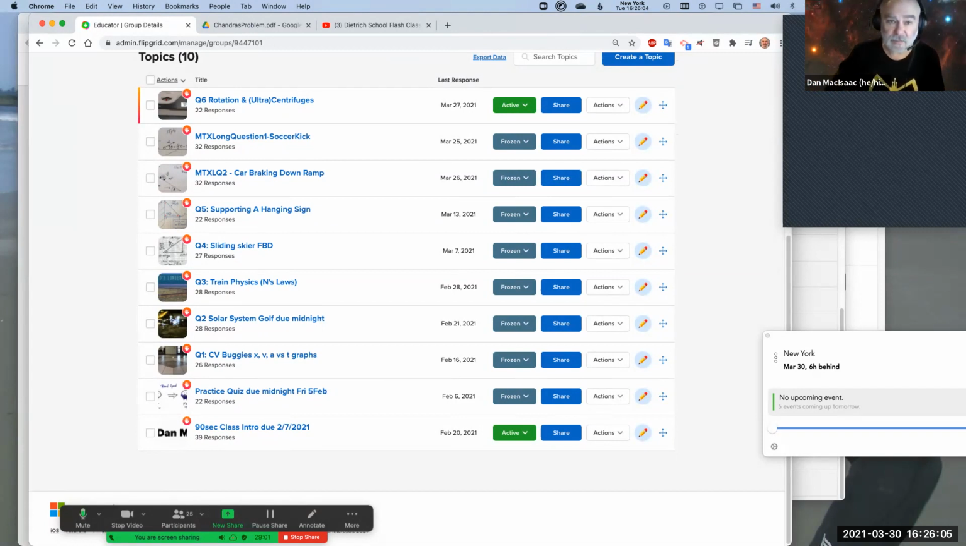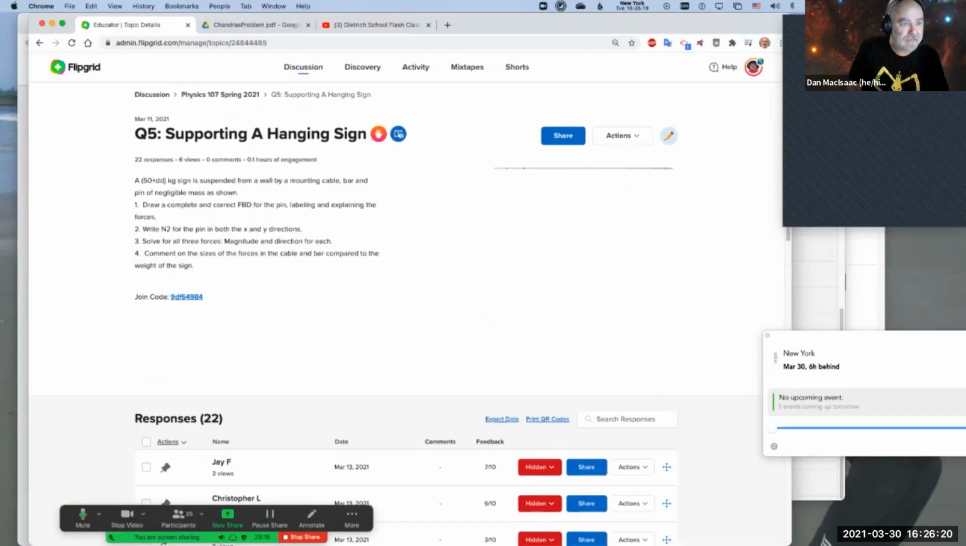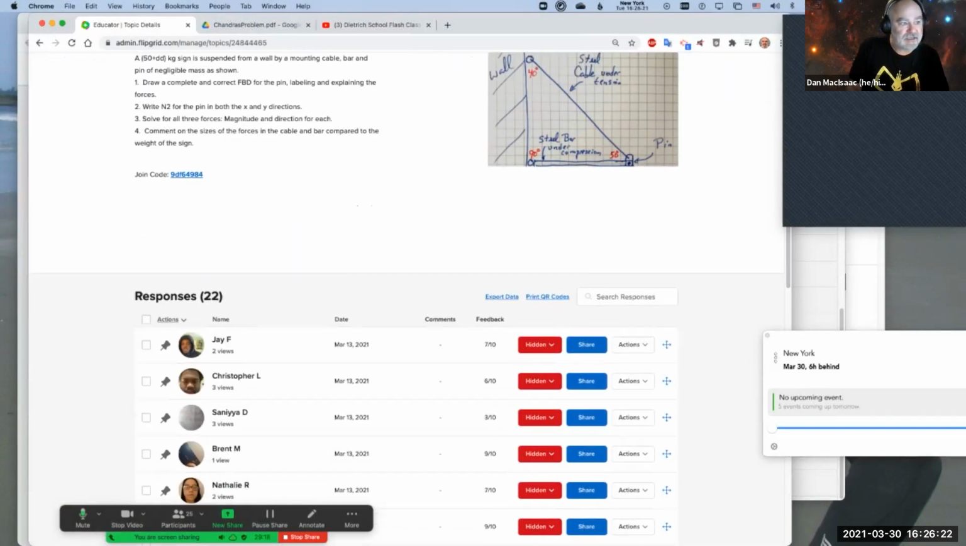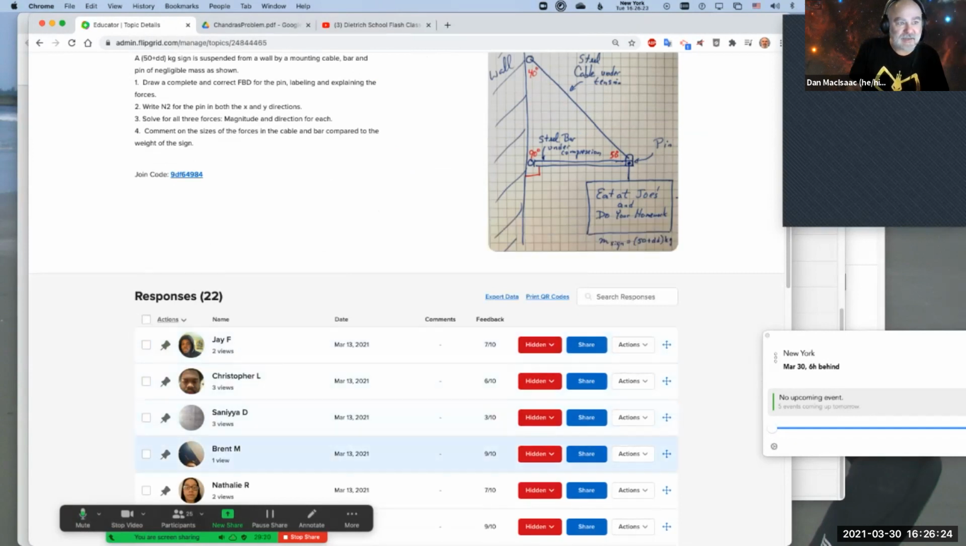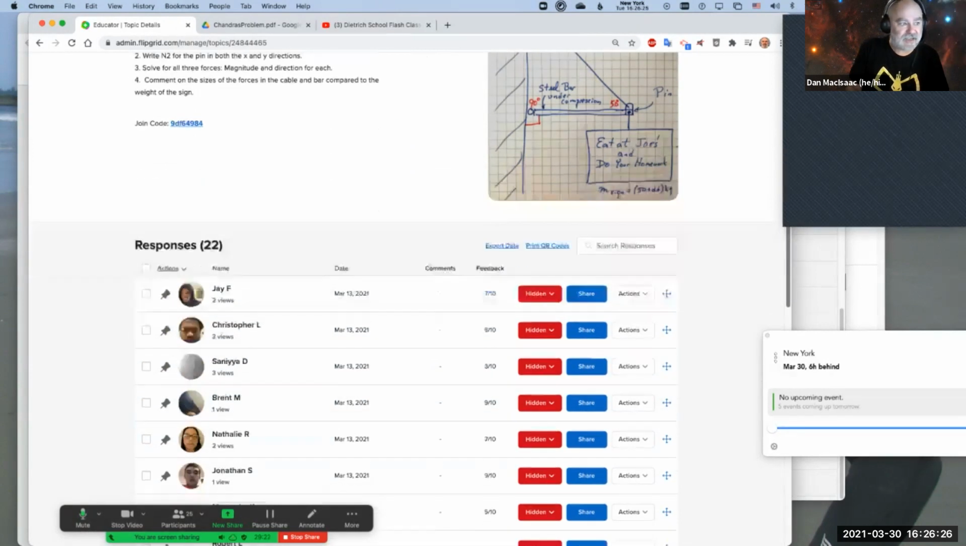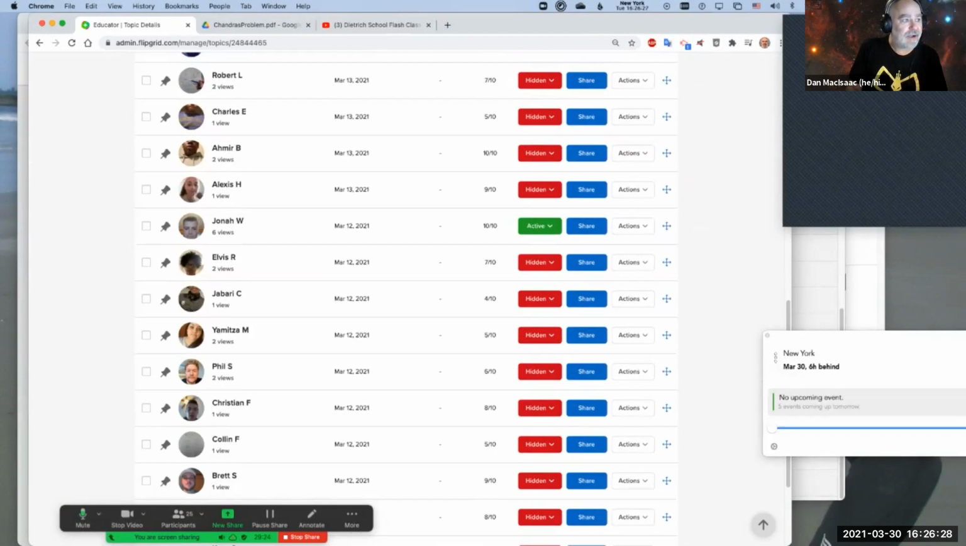I have had students complain that they don't want to be on video. And I tell them they have no choice for the introduction. And what happens is on the videos, let me see here. So this is supporting a hanging sign. See the red hidden? This means that they cannot see each other's videos. Usually in here, I will talk to a couple of students who got a 10 out of 10 and ask them if I can share their videos.